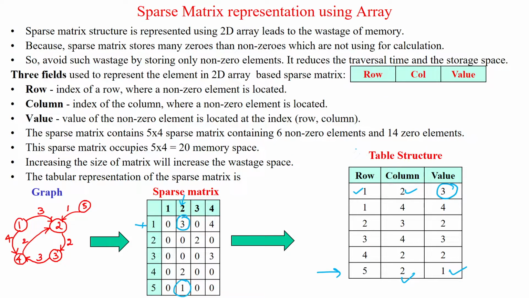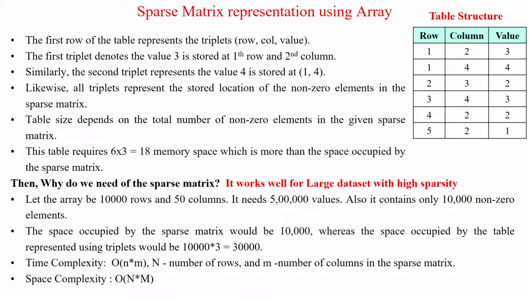So here we need 3 arrays. Row is one array, column is the second array, value is the third array. So for these 6 values, we need only 18 memory locations, but the sparse matrix here is taking 20 memory locations. When we implement the sparse matrix by using an array, we save 2 out of 20 memory locations. So here it is taking only 18 memory locations as per the discussion in the previous slide, but the sparse matrix is taking 20 memory locations.